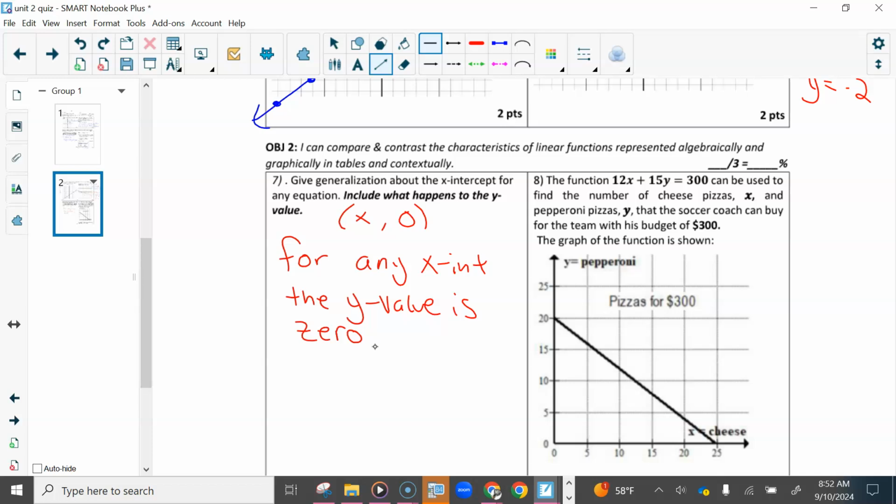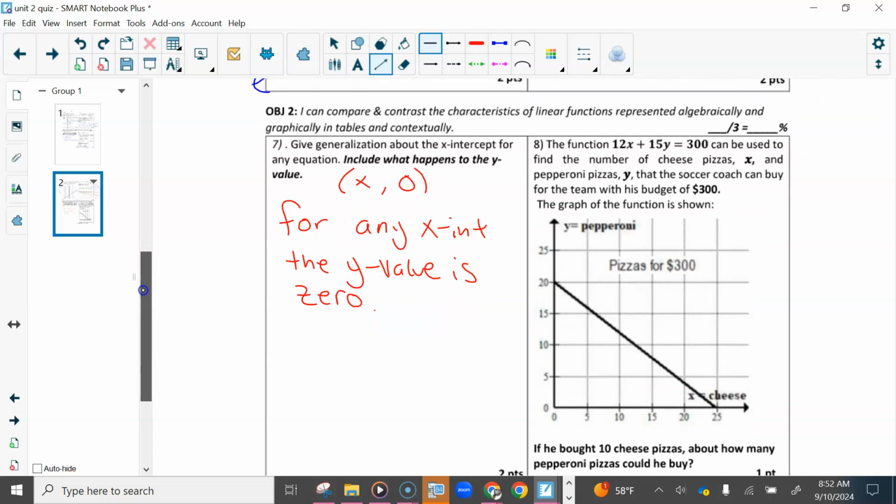So anytime it asks you to give a generalization, this should apply for all, not just certain cases. So if it doesn't apply to everything, I'm going to leave you a note like, hey, reword it like this.